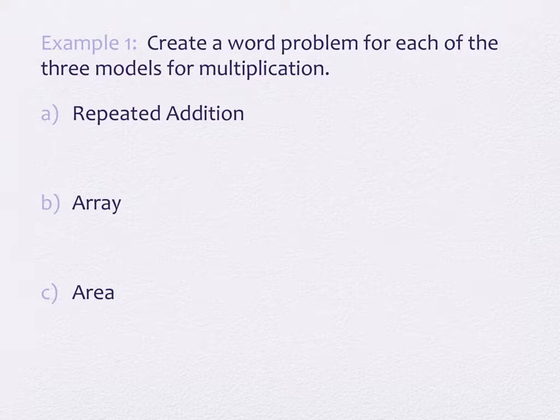Taryn? Josh drives 5 miles to work every Saturday. After 5 Saturdays, how many miles does Josh go? Very nice. Miles to work. All right, what's next? Let's do an array one. We'll do 3 models for arrays. Go ahead, Sam.